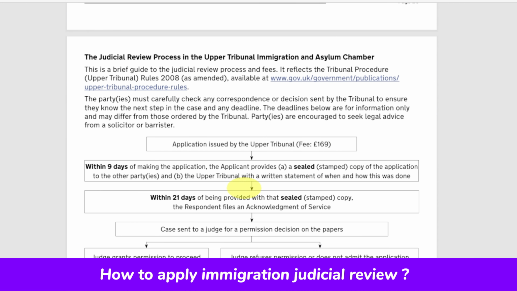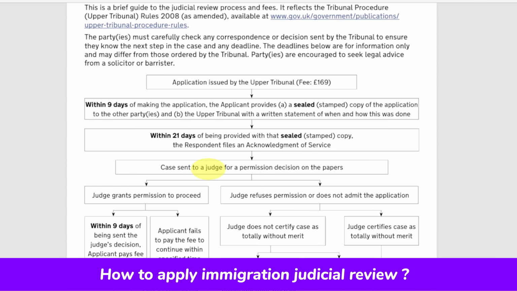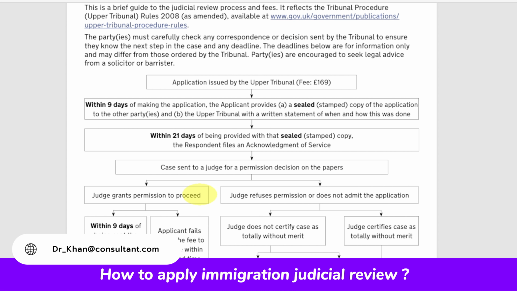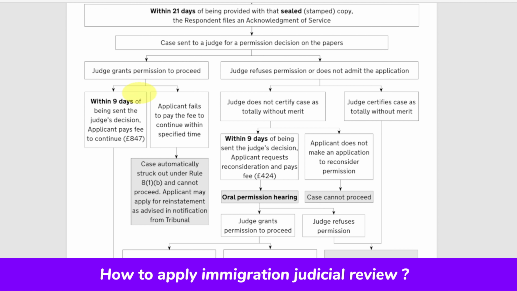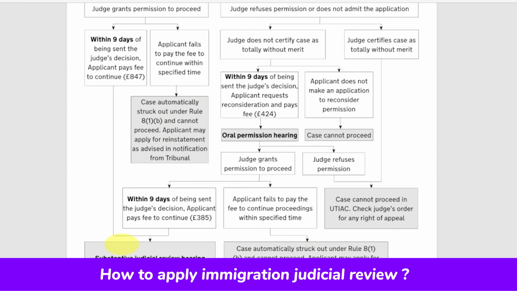They have also mentioned how the system works. Application issued by the Upper Tribunal, fee is £169. Then within 9 days of making an application, the applicant is provided a sealed copy of the application. Within 21 days, the case is sent to a judge for a permission decision on the papers. Then the judge grants permission to proceed, or the judge refuses permission or does not admit the application. If the judge grants you permission, within 9 days of being sent the judge's decision, you pay the fee to continue, £847. If that's done, then it comes to the substantive judicial review hearing.